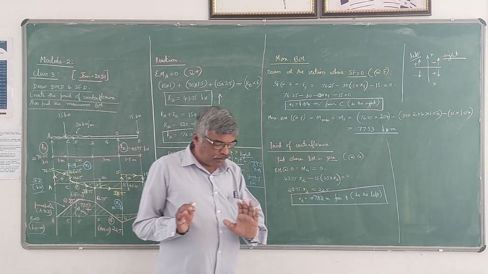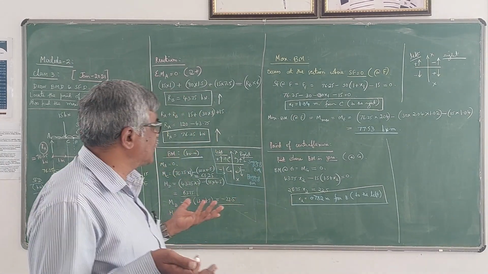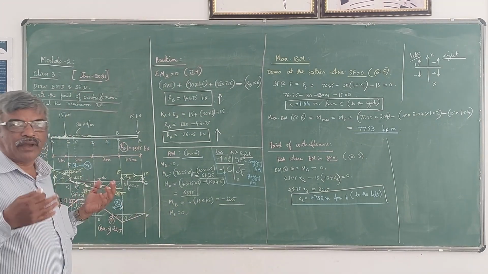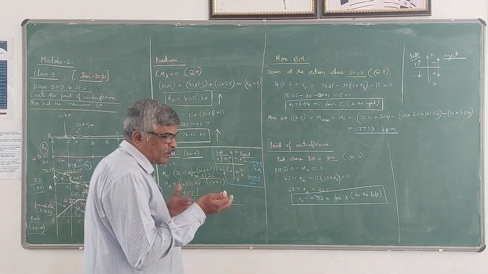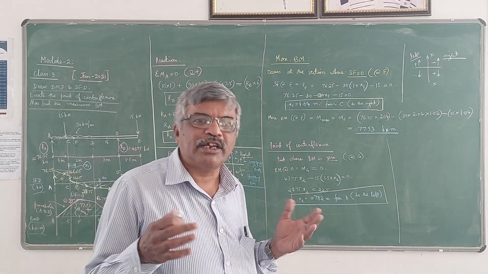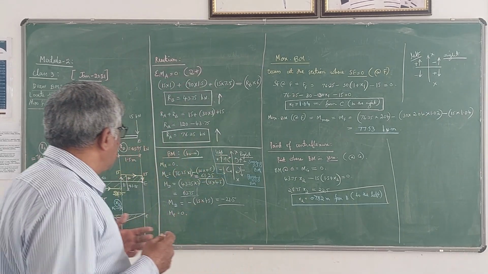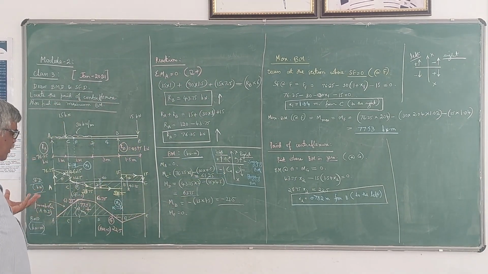In any problem, they may ask you to find the point of contraflexion, and also the point of maximum bending moment. It is the opposite: point of contraflexion means bending moment is 0, while maximum bending moment means shear force is 0. So like that we have to think and do. This is an important problem from the examination point of view.